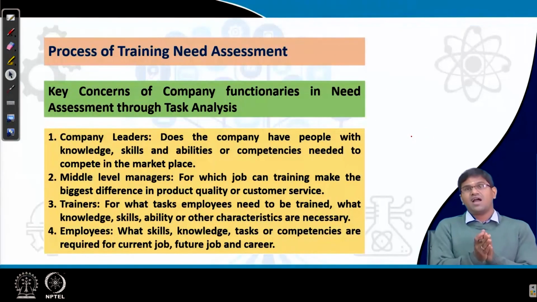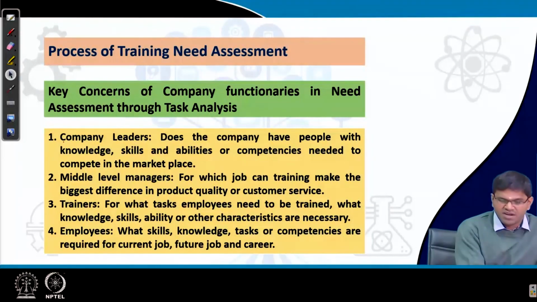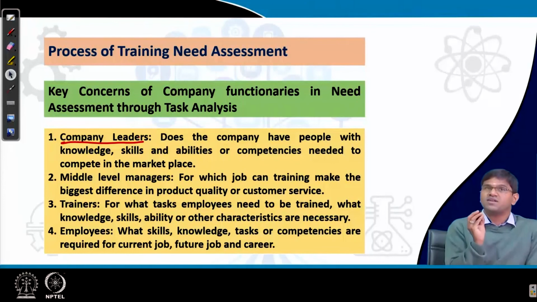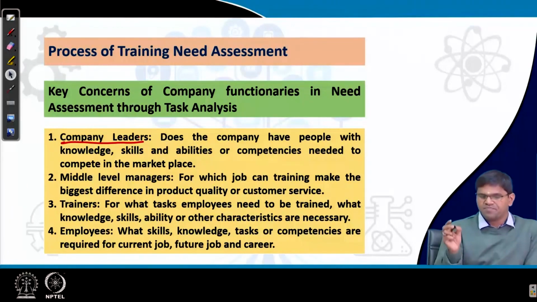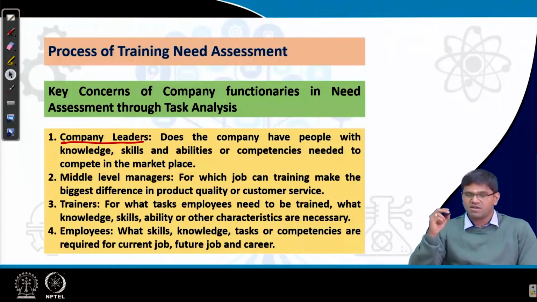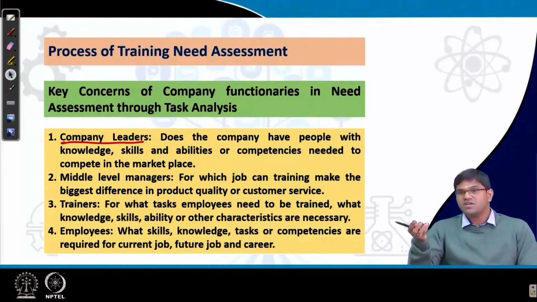Okay, then again the same case as we did earlier, the concerned functionaries, the company leaders: what do they have to look at from the task analysis? Does the company have people with this specific knowledge, skill, ability to compete in the marketplace? Do we have people with the required KSAs for the specific job in the marketplace?